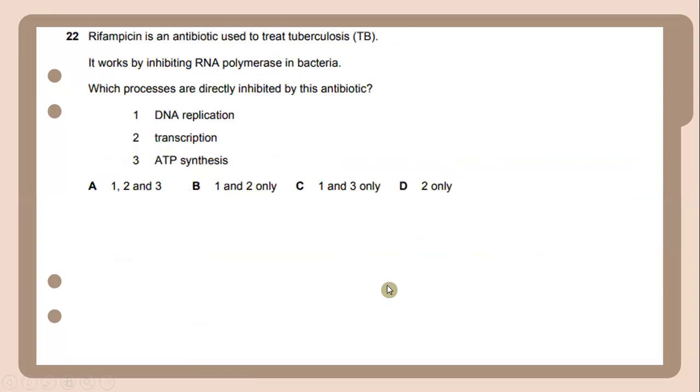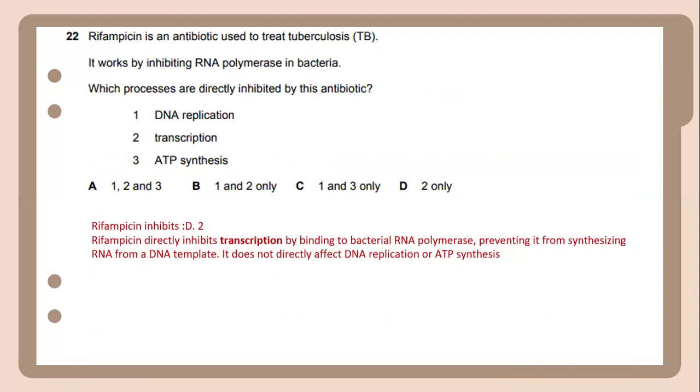Rifampicin is an antibiotic used to treat TB. It works by inhibiting RNA polymerase in bacteria. Which process is directly inhibited by the antibiotic? The answer will be transcription. Rifampicin directly inhibits transcription by binding to bacterial RNA polymerase, which prevents it from synthesizing RNA from the DNA template. It does not directly affect DNA replication or ATP synthesis.